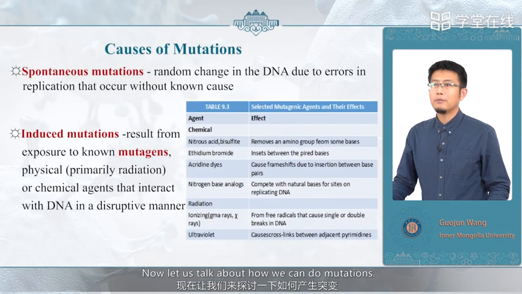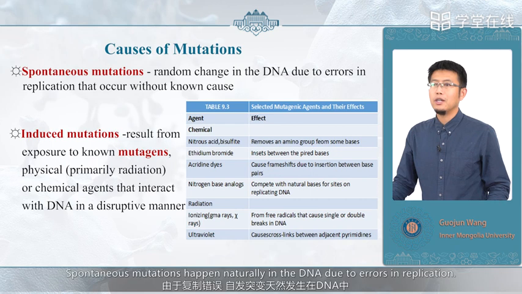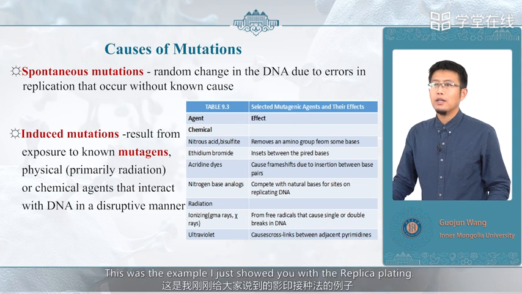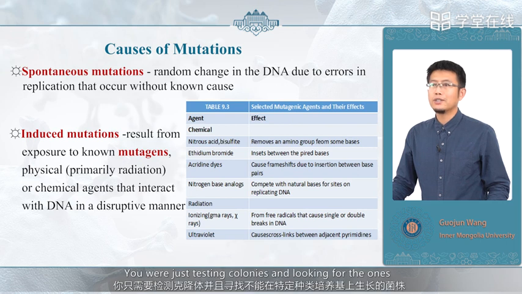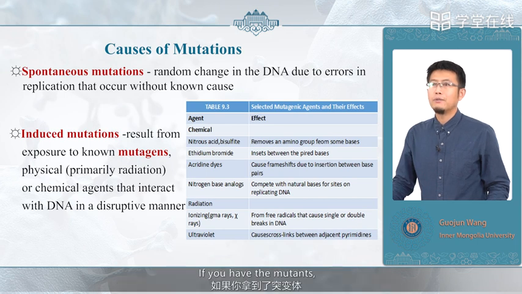Now, let us talk about how we can get mutations. There are causes of mutations. Spontaneous mutations happen naturally in the DNA due to errors in replication. This was the example I just showed you with the replica plating. You did not do anything to the DNA of the bacteria. You were just testing colonies and looking for the ones that did not grow in a specific type of media. If you have the mutants, they are natural mutants.